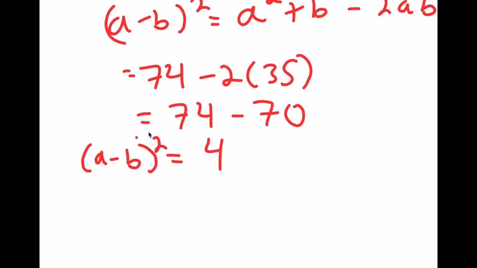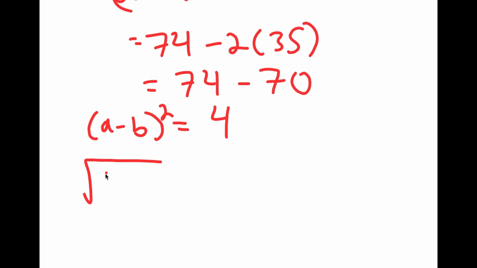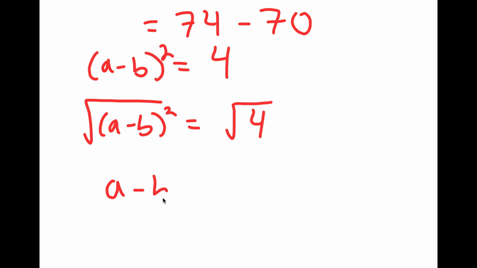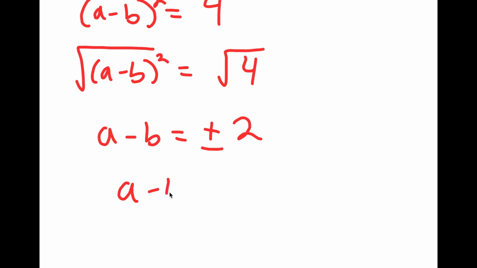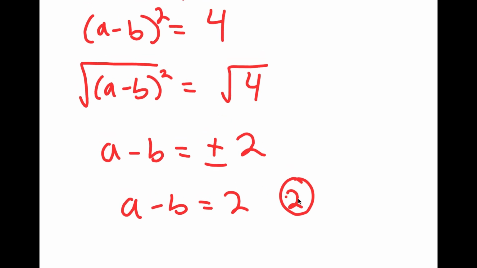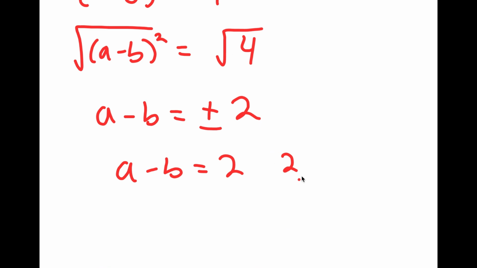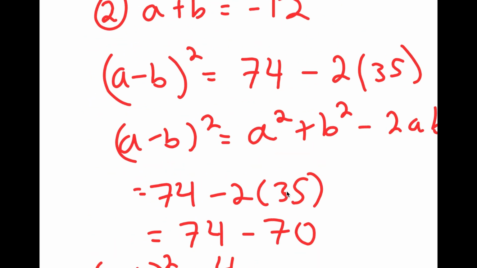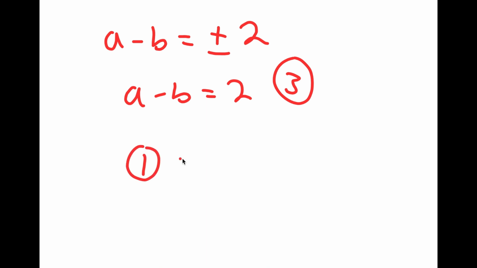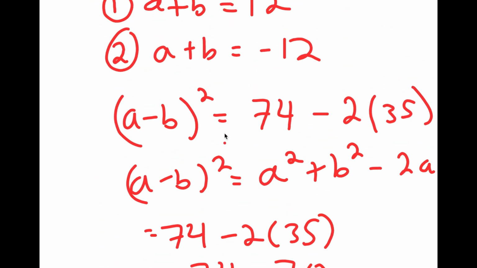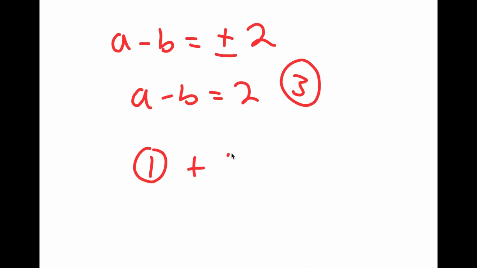And now from here, if (a minus b) squared is equal to 4, then I can take the square root on both sides, and I get a minus b is equal to positive or negative 2. So I get a minus b is equal to 2, which is equation number 2. And now from here, I can say this is equation 3 because I already have an equation 2. So now I'm going to add equation 1 with equation 3.